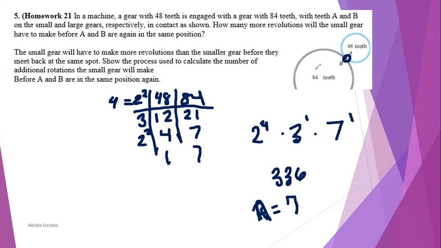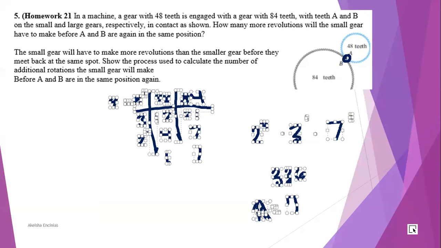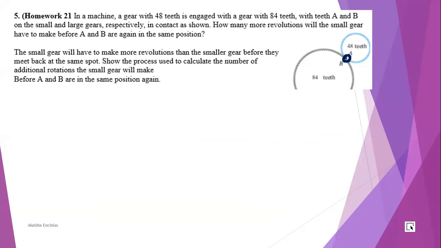And if you want to know that, you're just going to divide 336 by 84. And that's going to be 4. So for every 4 rotations for B, it's going to be 7 rotations for A. Wasn't too bad, right? I believe we have one more.